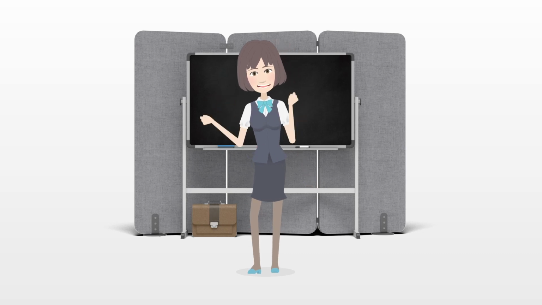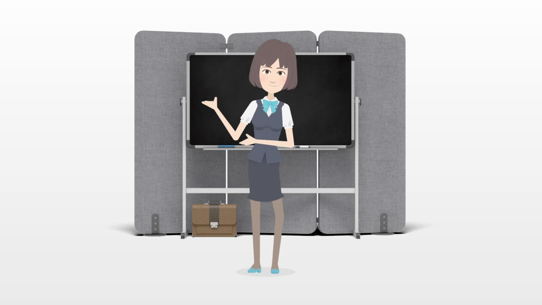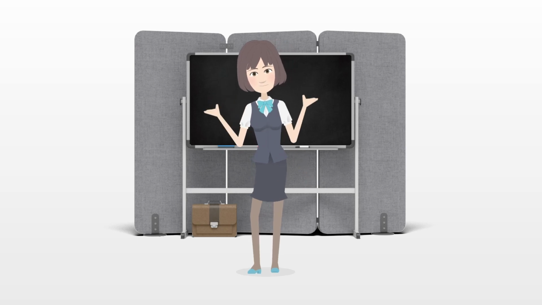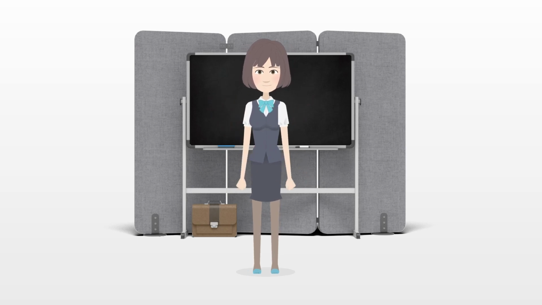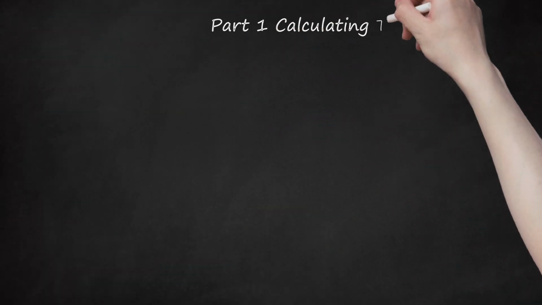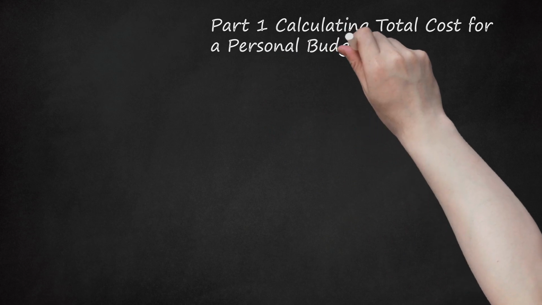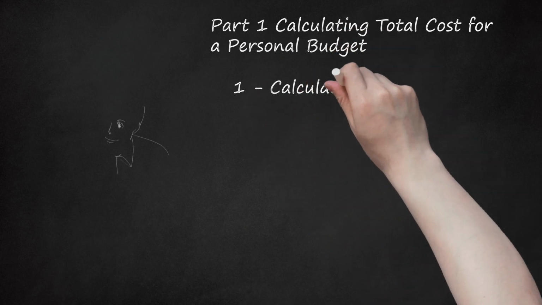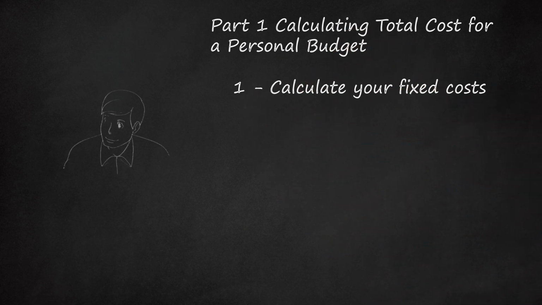Simply add the fixed costs, the minimum costs required to function, to the variable costs, the costs that rise and fall at your discretion. Part 1. Calculating total cost for a personal budget. 1. Calculate your fixed costs.